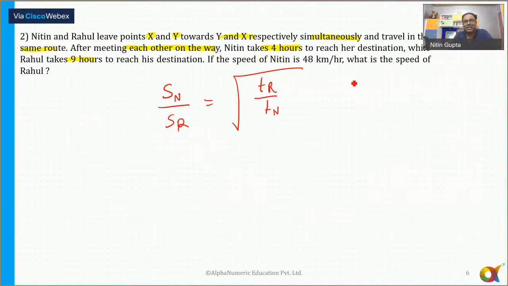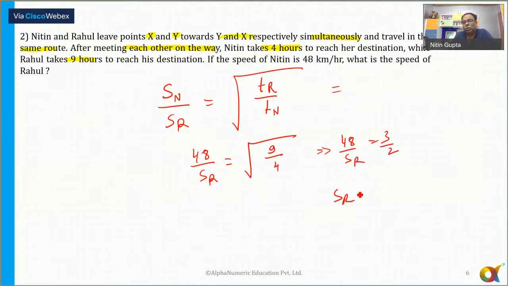After meeting, how much time they are taking. So I can say this is equal to how much? All right, speed of Nitin is 48. So I can say 48 upon speed of Rahul is equal to time taken by Rahul, which in this case is given as 9, and time taken by Nitin is 4. So 48 upon speed of Rahul is equal to 3 by 2. So speed of Rahul is equal to 2 by 3 into 48, and that is equal to 32. So the answer is 32. All right. So I hope that this is also clear. So can I move to the next part, if this is also clear to all of you?